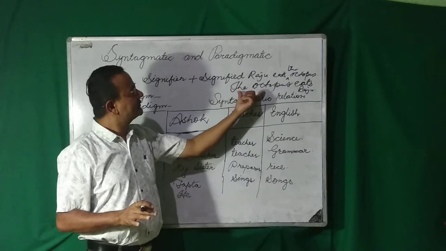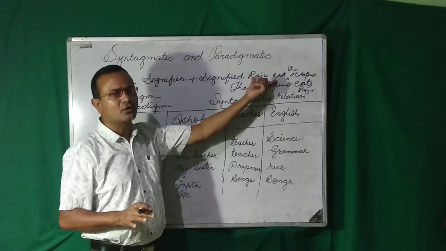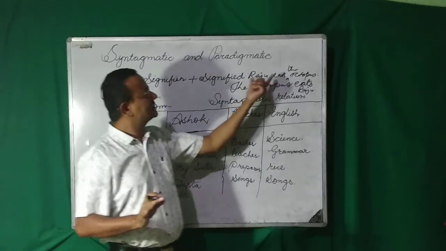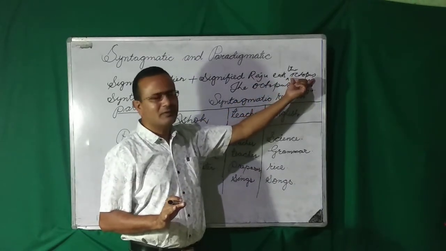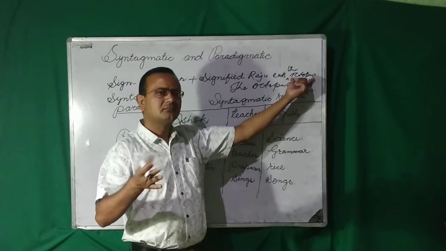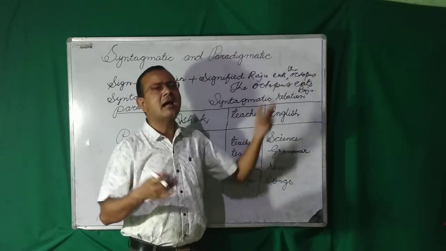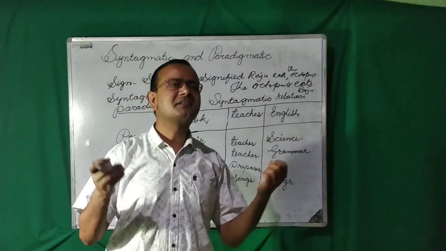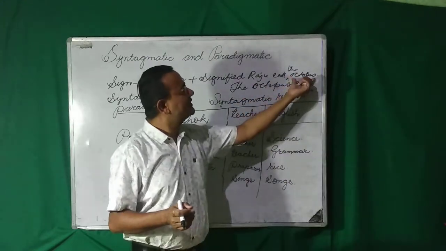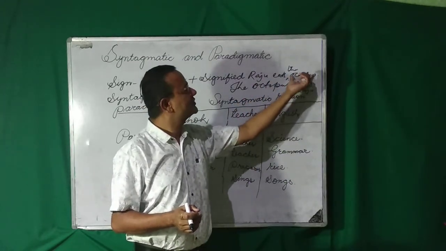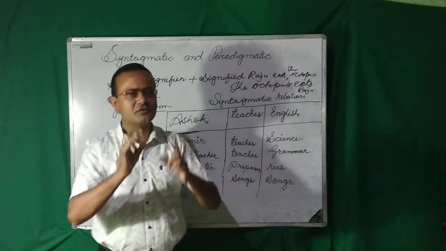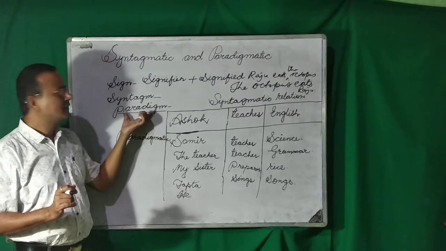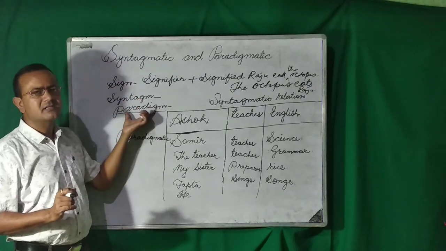And instead of saying the octopus, okay, Raju eats octopus. Let's take a look at this sentence. Raju eats octopus. We can also say, instead of octopus, fish. Raju eats fish. Maybe. And what may be the other items he may eat? Raju eats vegetables. Raju eats rice. So when we substitute, that relationship is called paradigmatic relationship. Now, I don't think you will have any problem related to this syntagmatic and paradigmatic relationship.